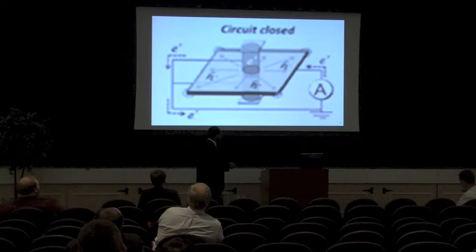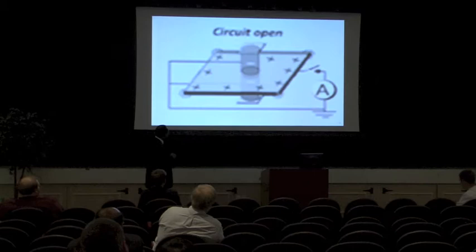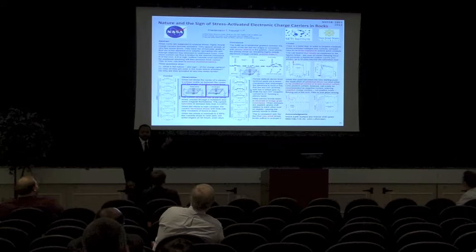Well, this is what you see. What you see is that you have some positive charges that are flowing away from where the pressure is being applied to the outside of the plate. So the idea is, where is that charge coming from?